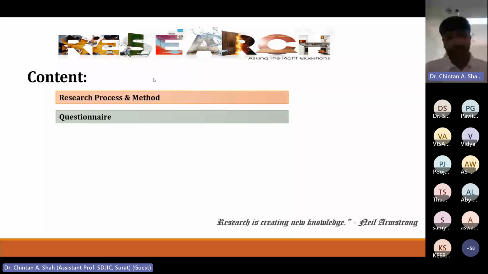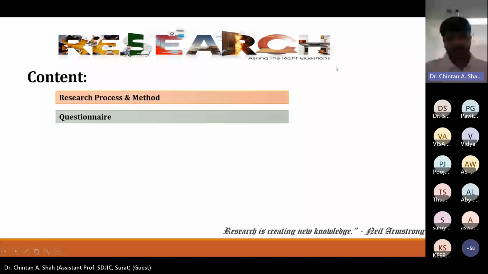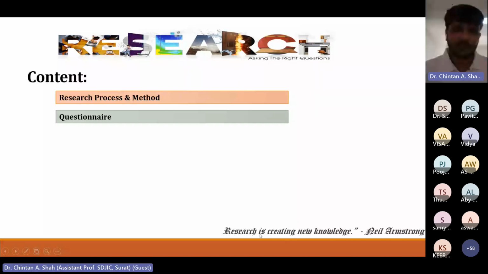Neil Armstrong said that research is creating new knowledge. Yes, absolutely perfect. Research is creating new knowledge. What is research? Re plus search, that is known as research. We have to identify and search out for development, for acknowledgement, for something new, which is known as creating knowledge, sharing knowledge.